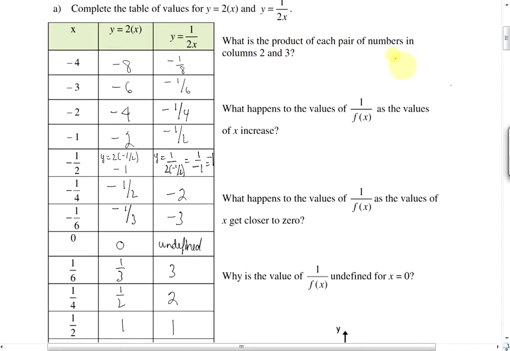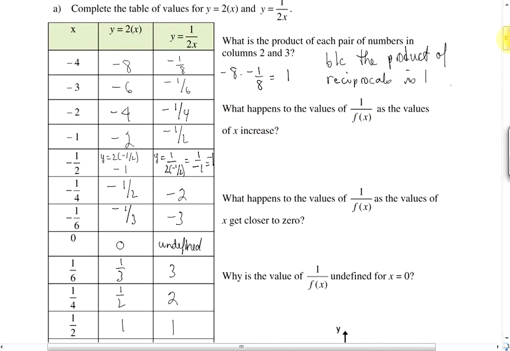What is the product of each pair of numbers in columns 1 and 2? Alright, well, we already know that they are reciprocals, and what happens when you multiply reciprocals together? Well, you're going to get 1. And that's because the product of reciprocals is 1.